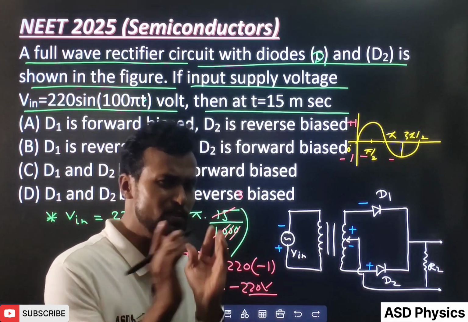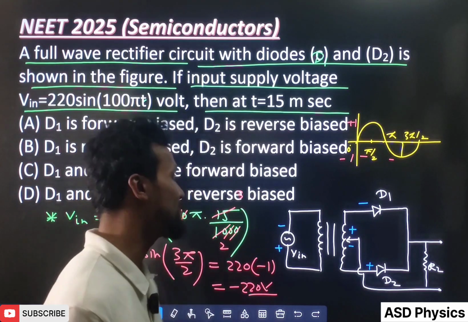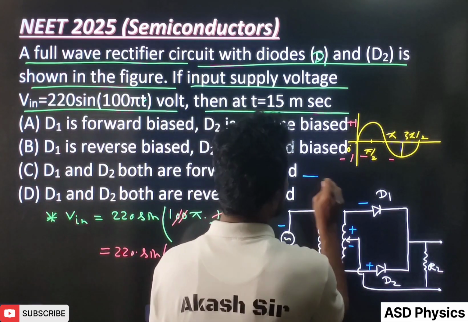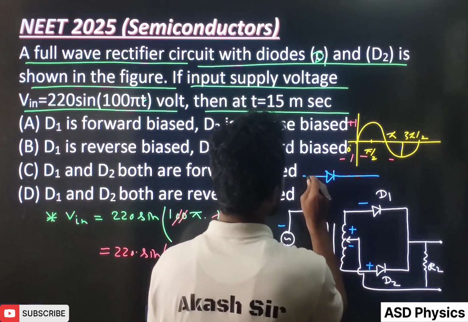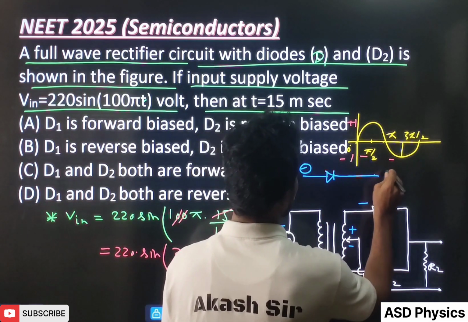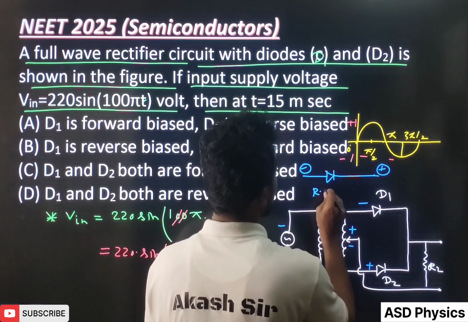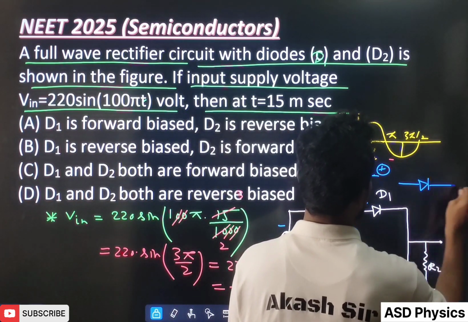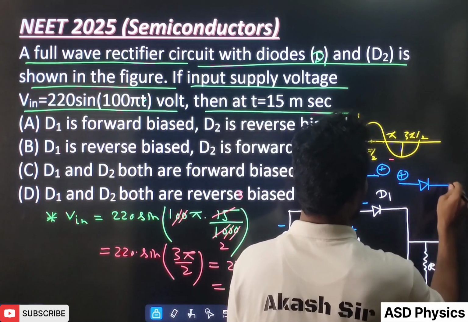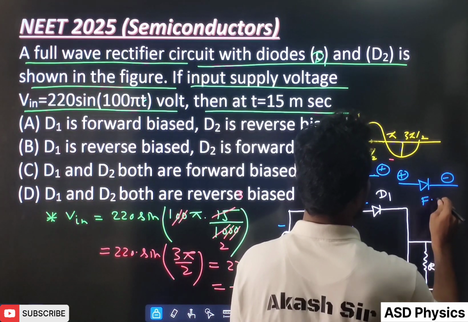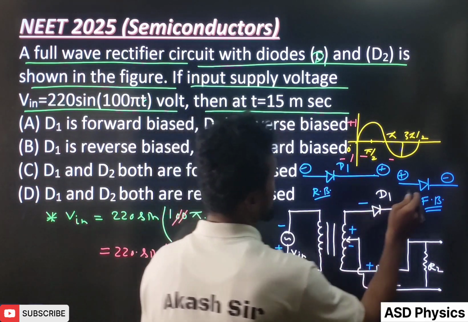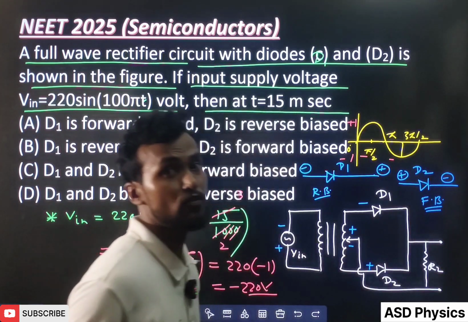I think a little bit of basics of the full wave rectifier is needed. So D1 is which bias? The D1 is the reverse bias. How can we tell D1 is the reverse bias? If in any diode, the P side is connected to negative and the N side is connected to positive, that is reverse bias. And if the P side is connected to positive and the N side is connected to negative, this is forward bias. So reverse bias is the situation for D1 and forward bias is the situation for D2.